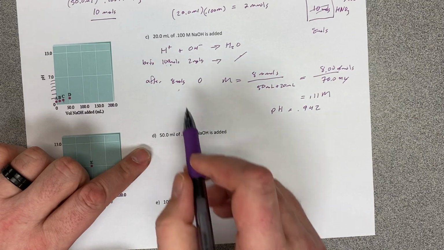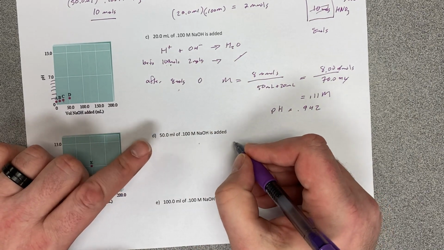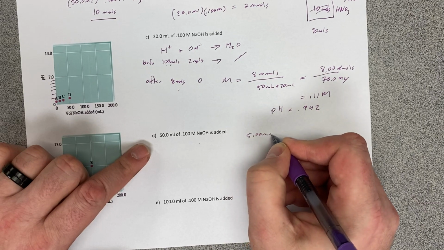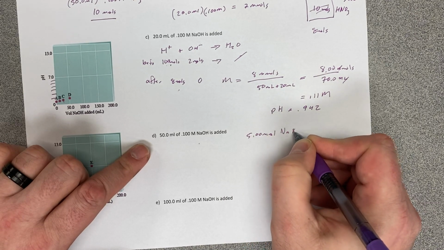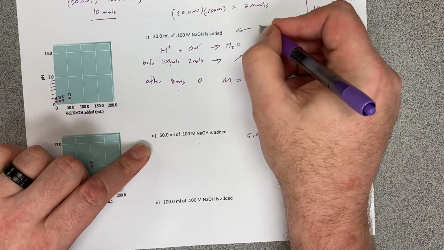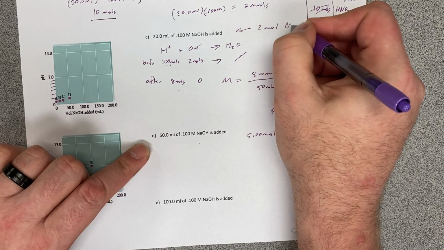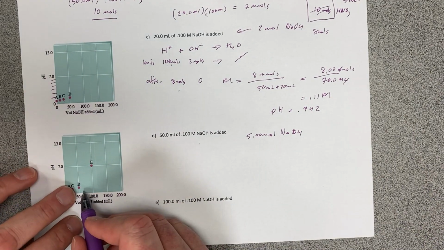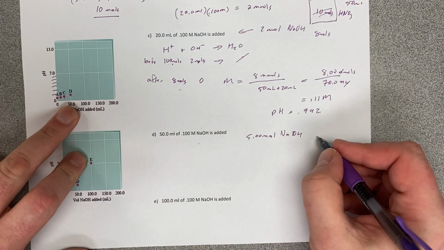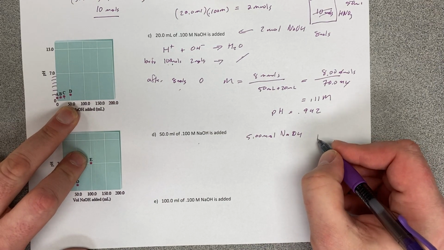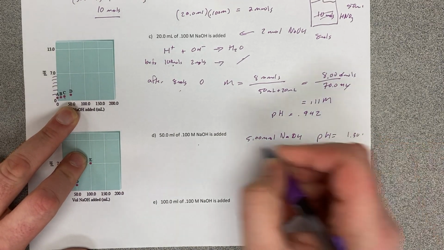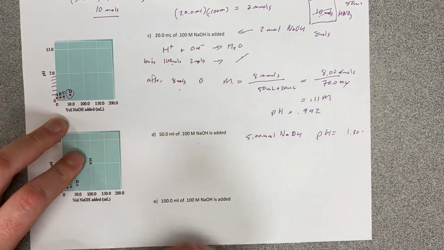I'm not going to repeat the exact same math here, but what we're going to do for this is exactly the same as this, except, if you take a look, we're adding in 5.00 millimoles of NaOH versus the 2 millimoles of NaOH that we added up here, right? And if we do that, we discover that at point D, which is right here, our pH is equal to 1.301. So that's this spot right over here.